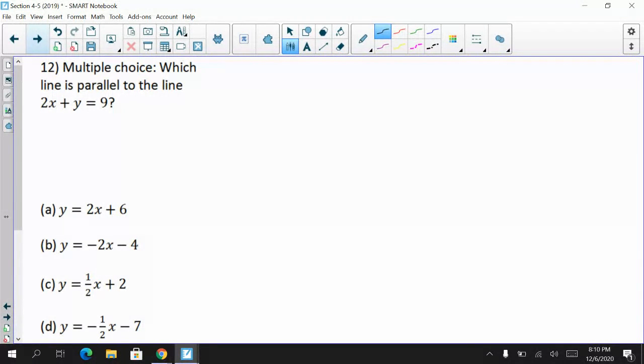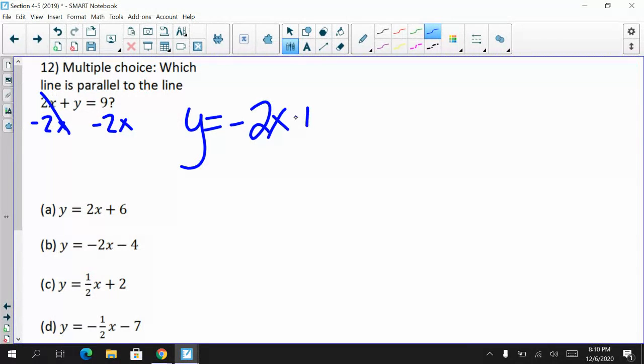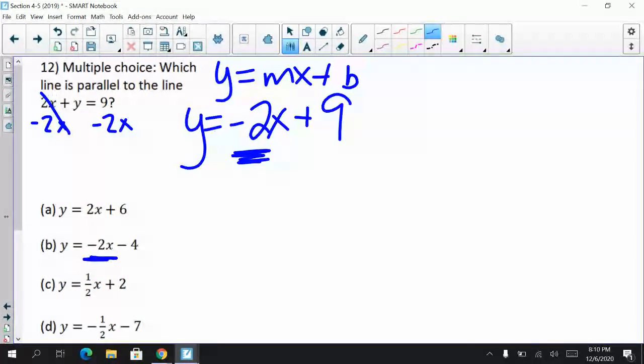So which line is parallel to the line 2x plus y equals 9? So this is an ACT type of question, multiple choice format. So to find the slope, the first thing I need to do is solve for y. So I'm going to subtract 2x from both sides. So I get y equals negative 2x plus 9. -2 is my slope. Remember, y equals mx plus b. M is your slope. Which of these choices has -2 as a slope? It looks like choice B.